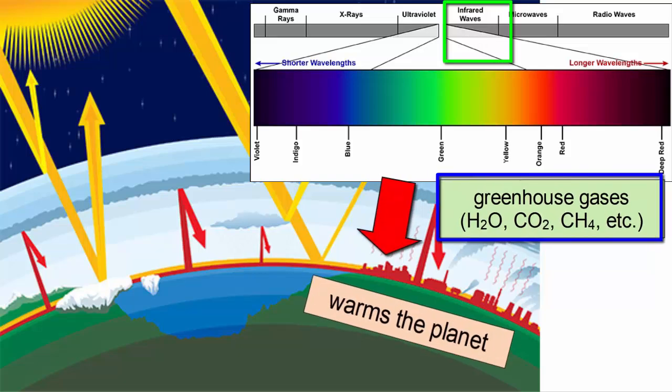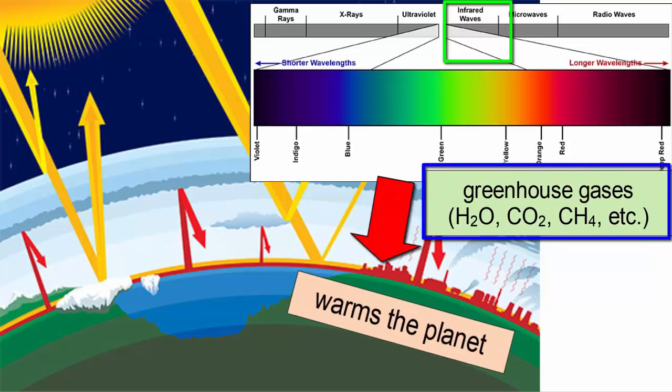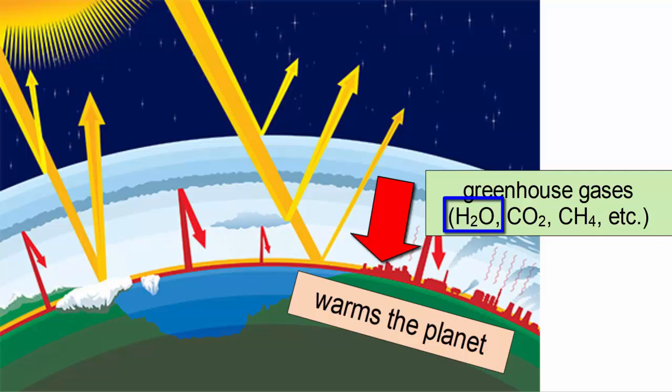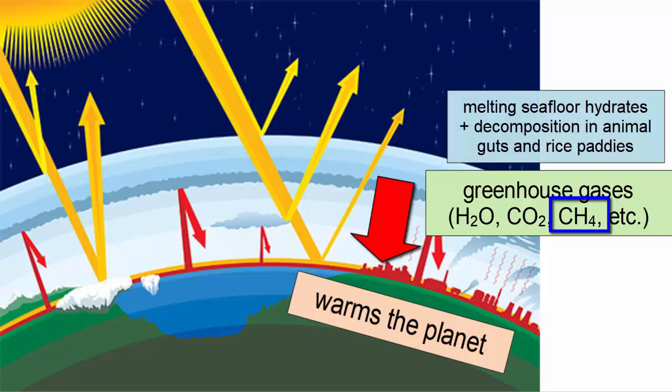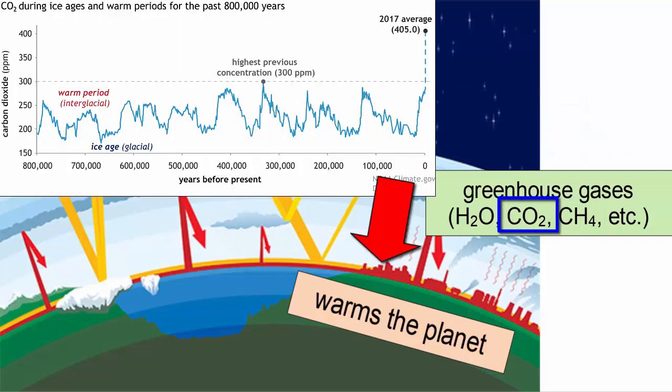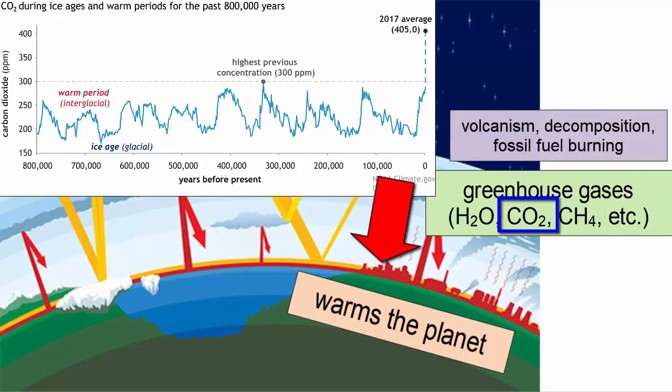The more greenhouse gases, the warmer the climate. Important greenhouse gases on our planet are water, carbon dioxide, and methane. Methane is produced by melting hydrates on the bottom of the seafloor, which happens when the oceans warm. It is also produced through livestock waste and decomposition in rice paddies. Carbon dioxide is produced through volcanism, decomposition, and fossil fuel burning.